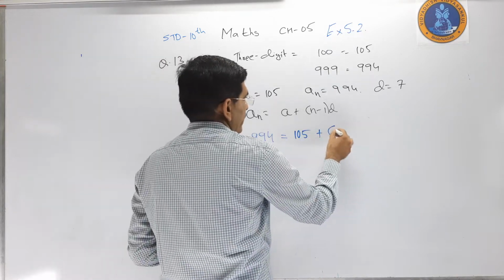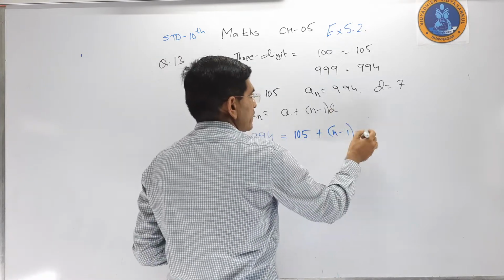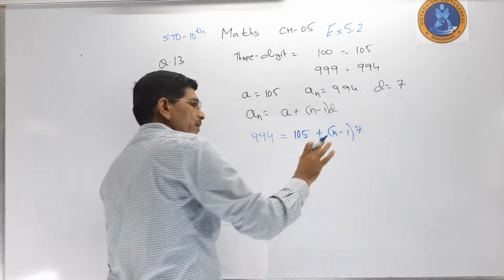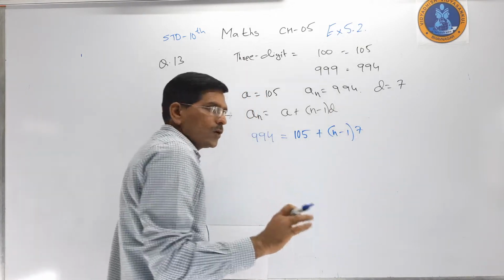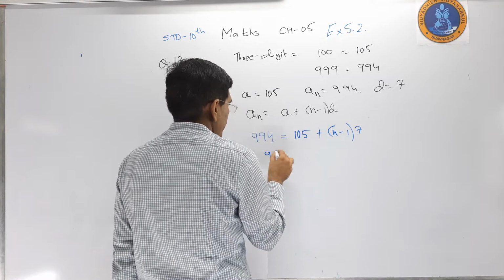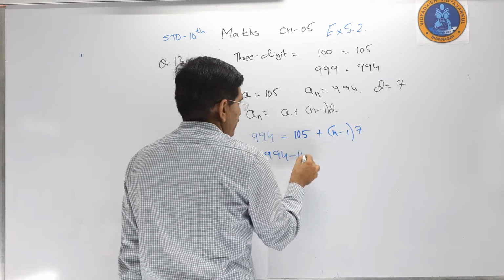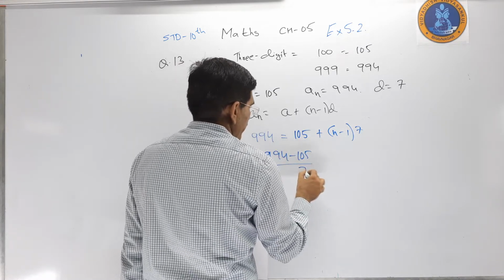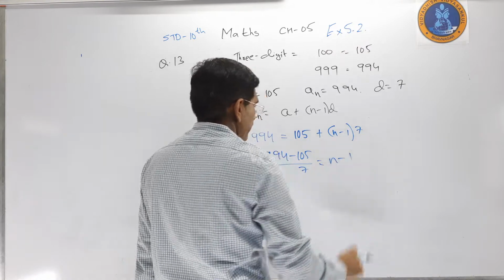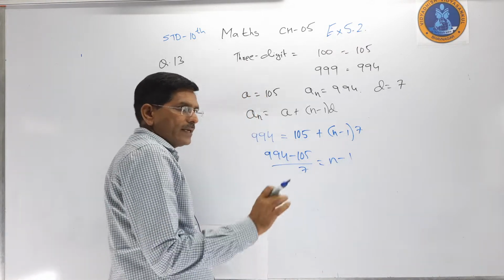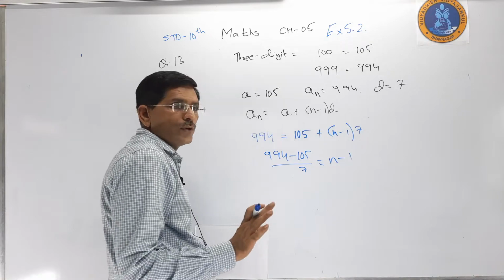Now we have to find out n. The difference d is 7. Now you calculate, we can get some value. So (994 minus 105) divided by 7 is equal to n minus 1. That is the correct way to do it.